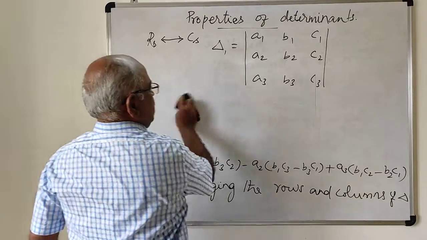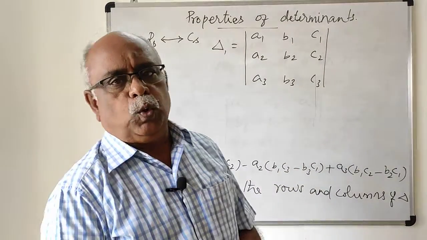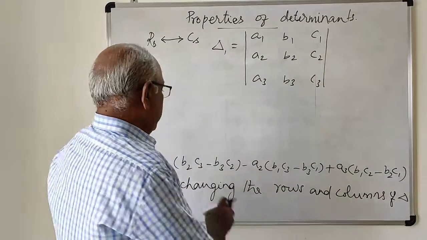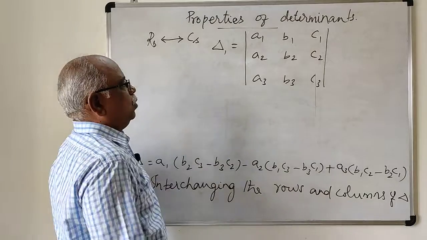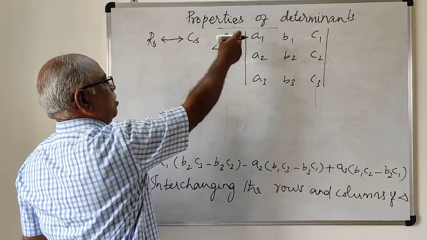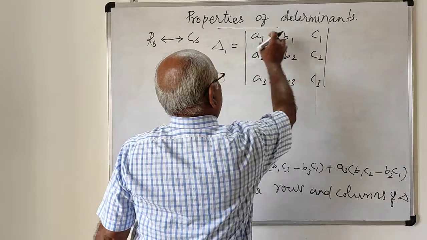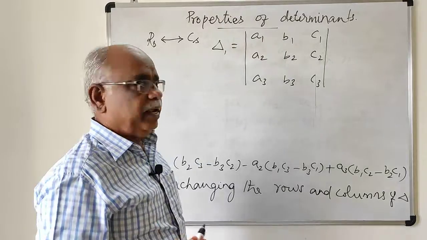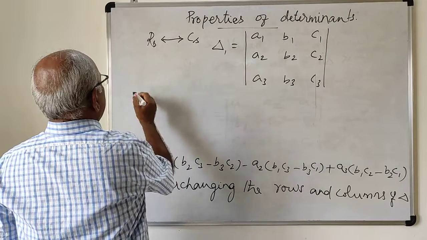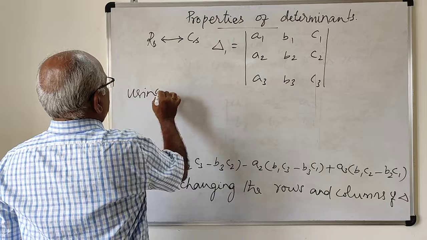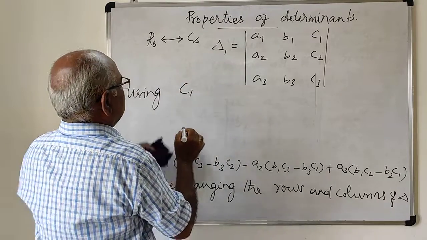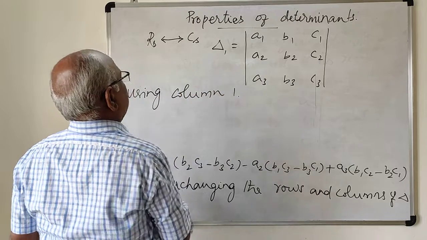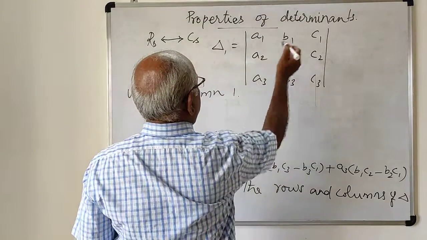You know one fact, that a determinant can be expanded, I already told you in the previous video, using any row or any column. Here first I expanded through R1. Now for delta 1, after interchanging the rows and columns, I am expanding the determinant delta 1 by using column 1, because a determinant can be expanded using any row or any column.